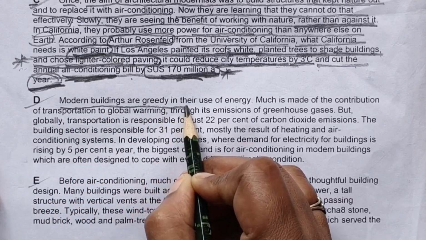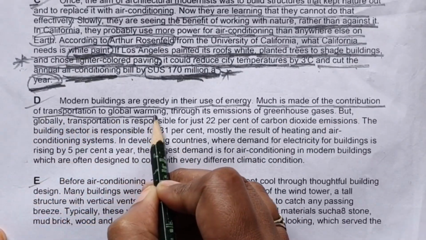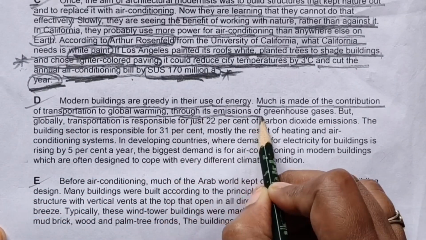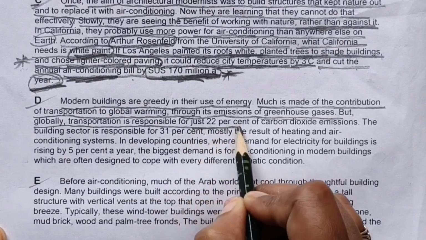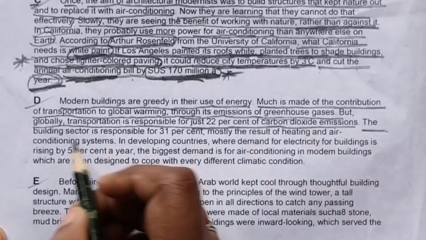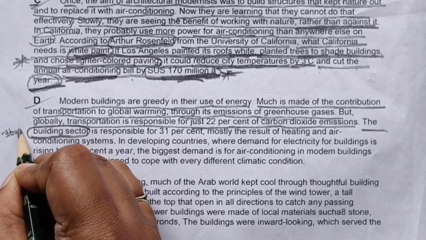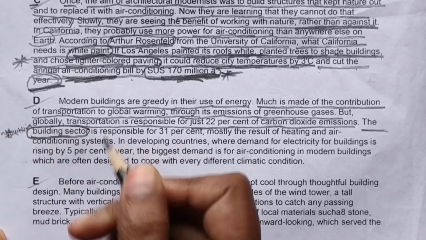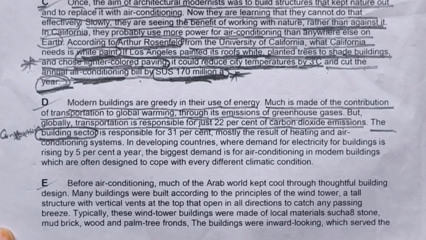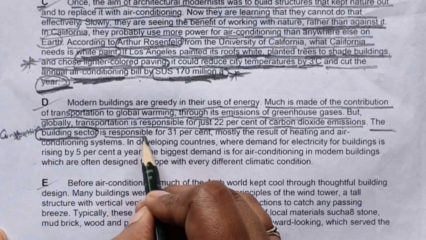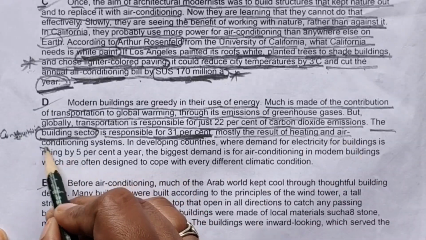Modern buildings are greedy in their use of energy. Much is made of the contribution of transportation to global warming through its emission of greenhouse gases. But globally, transportation is responsible for just 22% of carbon dioxide emission. The building sector, building sector means construction sector, is responsible for 31%, mostly the result of heating and air conditioning systems.